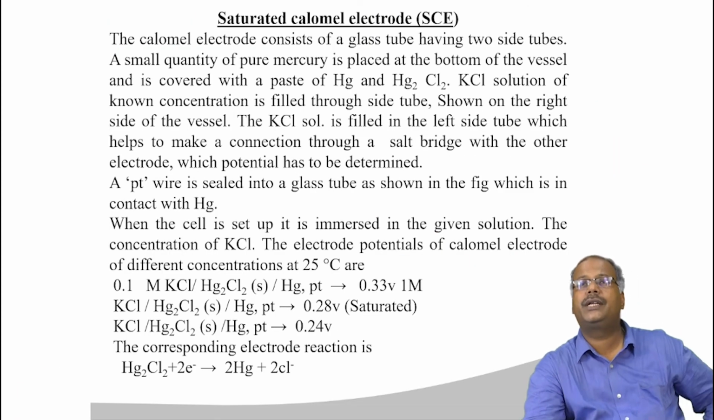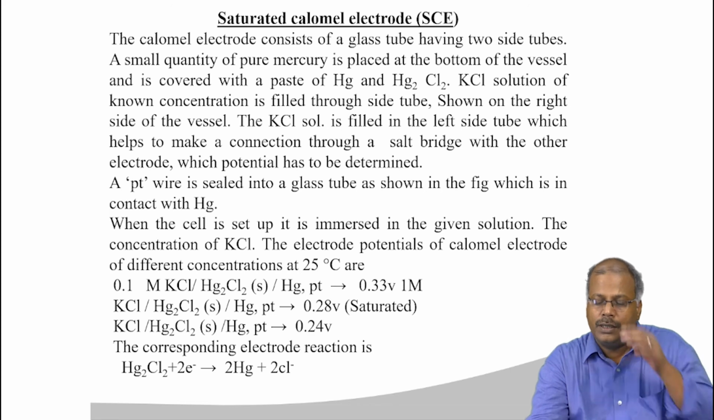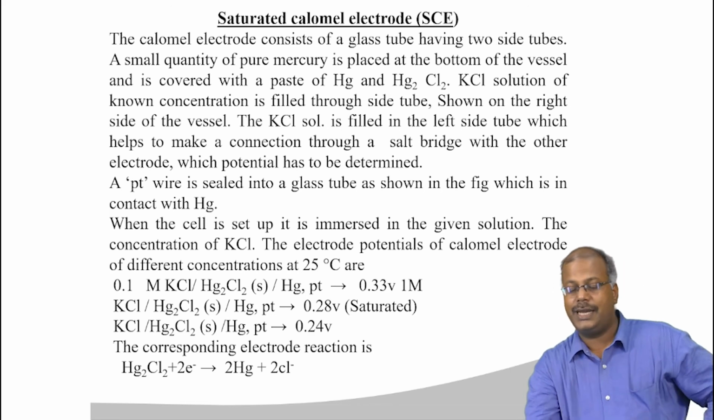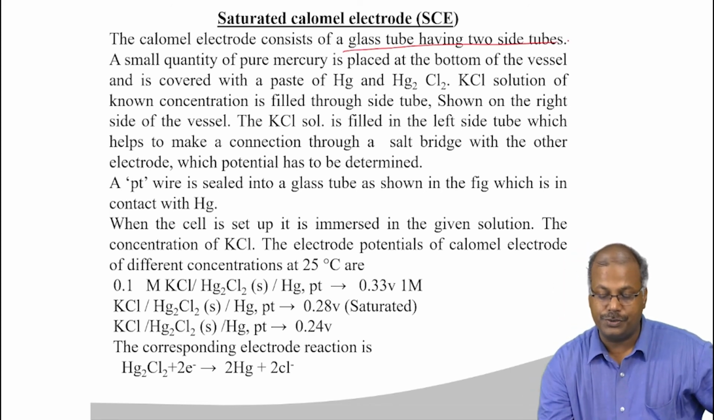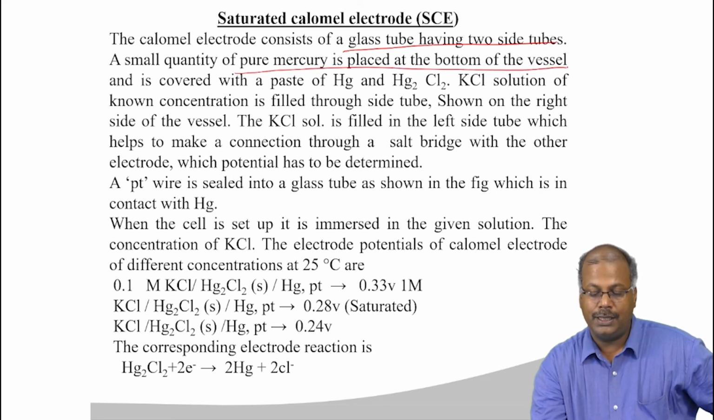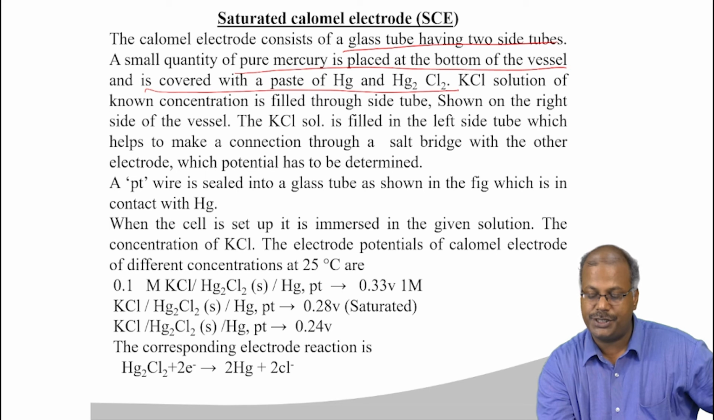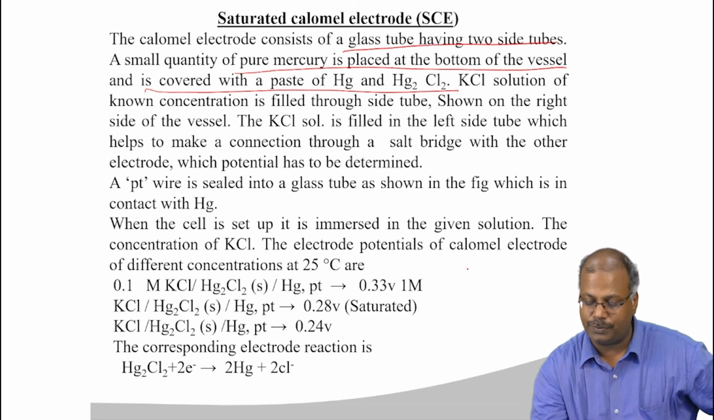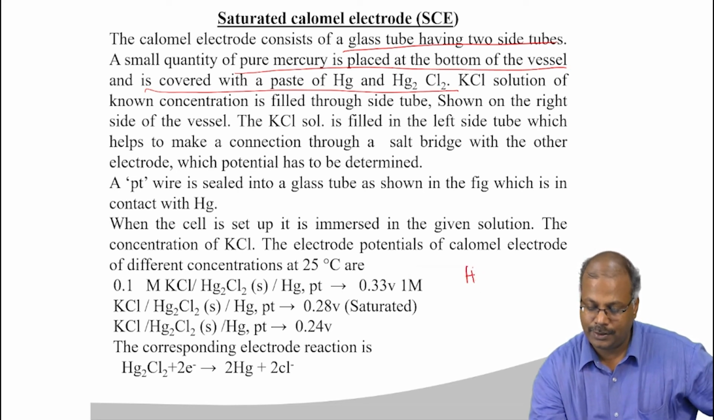Okay. What is saturated calomel electrode? Calomel electrode is a glass tube having 2 side tubes. Pure mercury is placed at the bottom of the vessel and is covered with a paste of mercury and mercurous chloride, Hg2Cl2, which is called calomel.